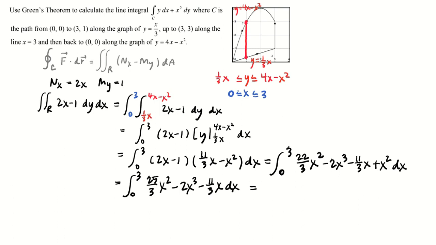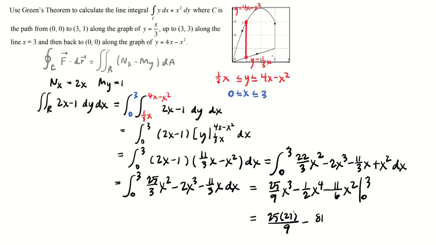Okay, I'm going to find an antiderivative. Right, 25/9 x to the third minus 1/2 x to the 4th minus 11 over 6 x squared, where x runs from 0 to 3. All right. 25 times 27 divided by 9, minus a half of 3 to the 4, which is 81, minus 9 times 11, which is 99, over 6.